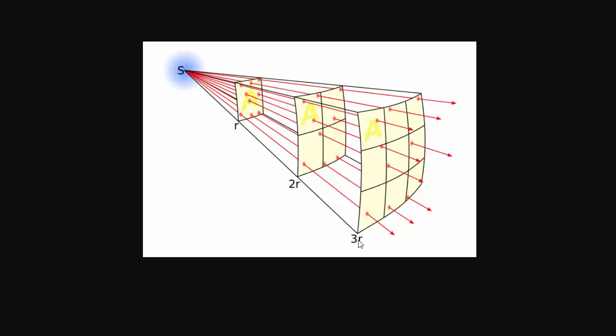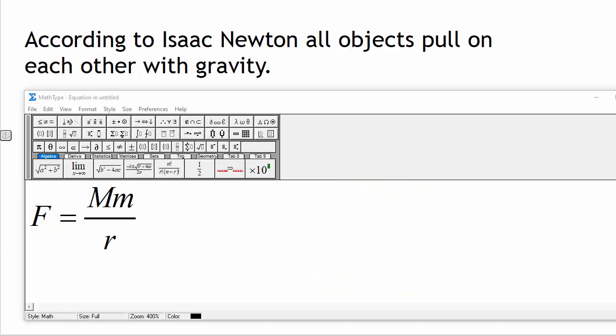Again, if we get 3 times as far away, it's 3 times as wide and 3 times as high, giving us 9 times the area. The same amount of light, which is right here at 1 radius, now covers 9 times the area at 3 radii. 9 times the area means that the light is 1/9 as bright. So with our distance in the denominator of this fraction, we're actually going to square it. This is known as the inverse square law. So the force is equal to the product of the masses divided by their distance squared.